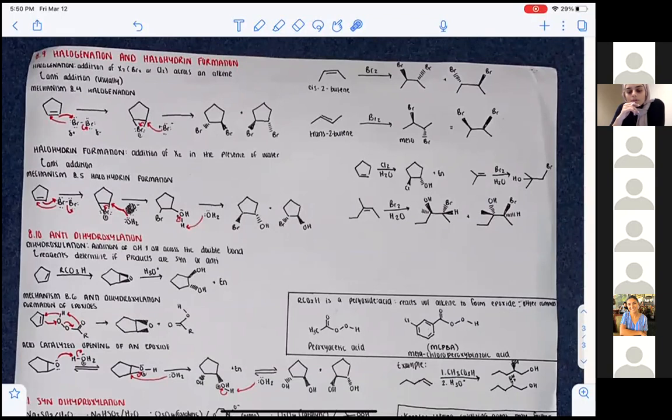I was just kind of confused, like, wait, how did it become cis or trans for the halogenation? Quick question though, would it not just produce one product? It would just be a methyl compound. So when it just produced one, it wouldn't be the same thing as syn addition, it would just be a methyl.